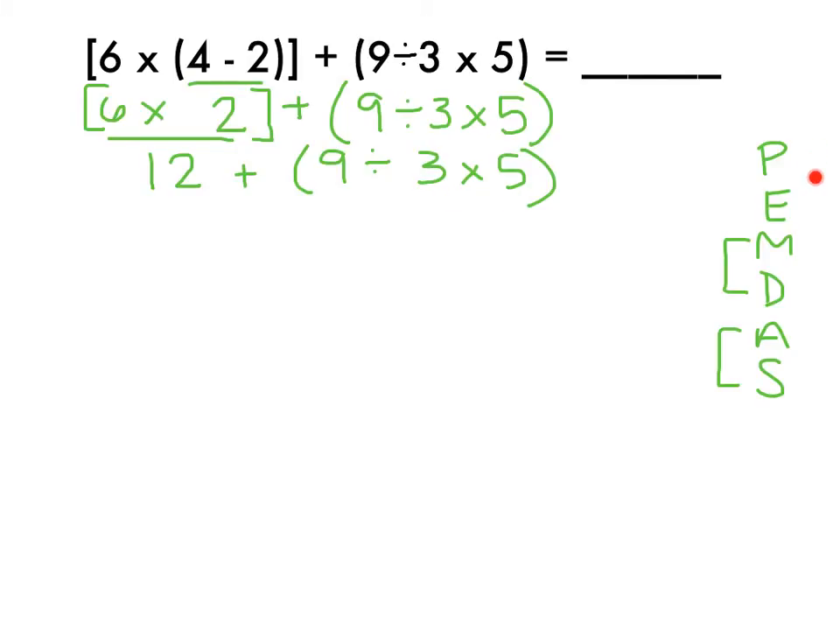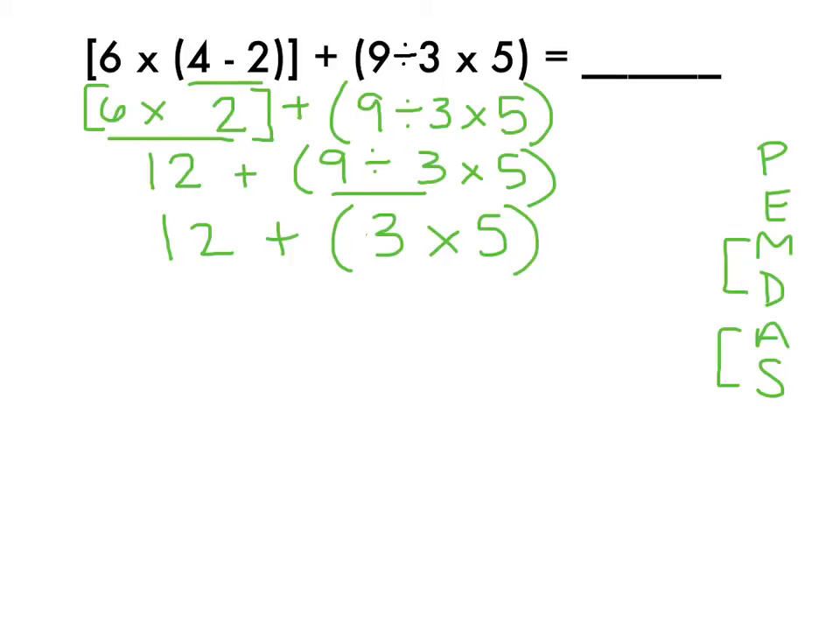Now I need to continue to follow the order of operations, so I need to think multiplication or division, whichever comes first from left to right. So I'm actually going to solve 9 divided by 3 first, even though we see the M in front of the D in PEMDAS. I need to do that division first because that's what comes first. So 9 divided by 3 is 3, and I need to do 12 plus parentheses 3 times 5 end of parentheses.